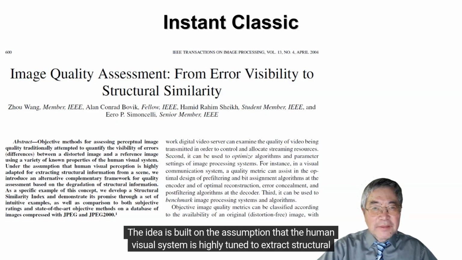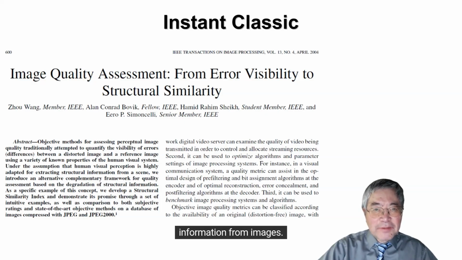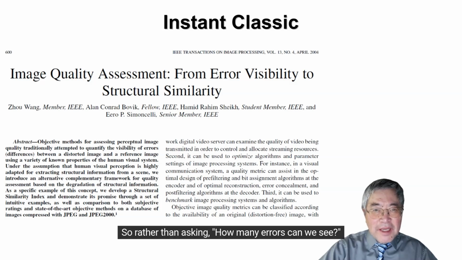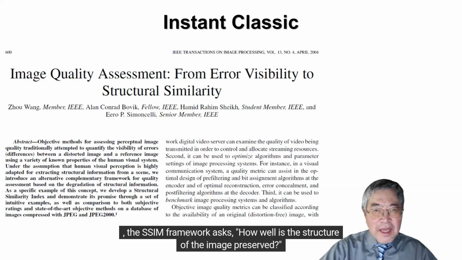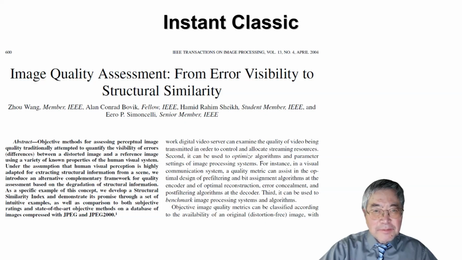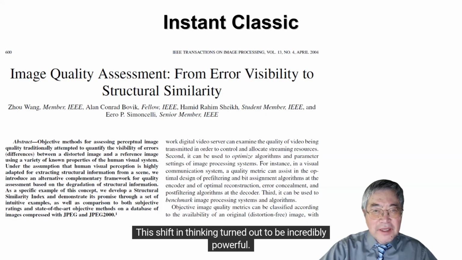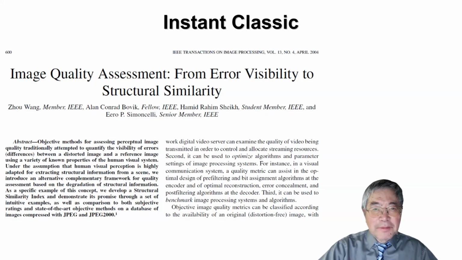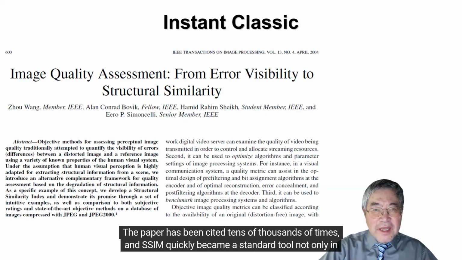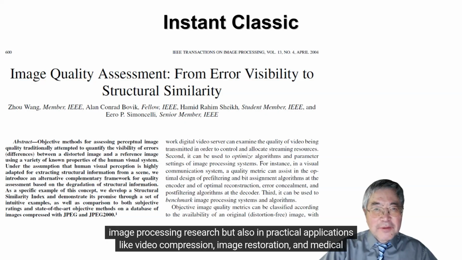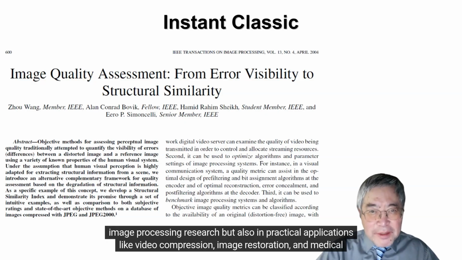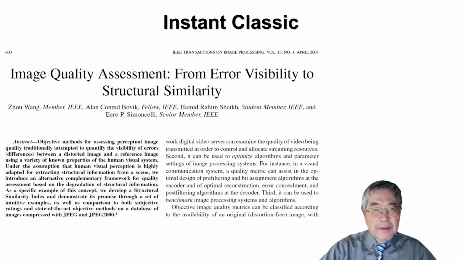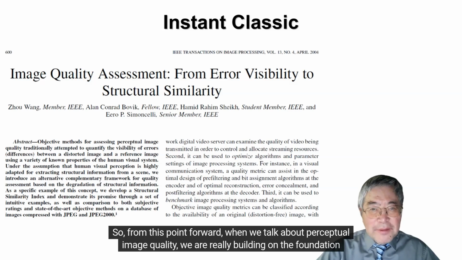The idea is built on the assumption that the human visual system is highly tuned to extract structural information from images. So rather than asking how many errors can we see, the SSIM framework asks how well is the structure of the image preserved. This shift in thinking turned out to be incredibly powerful. The paper has been cited tens of thousands of times, and SSIM quickly became a standard tool not only in image processing research, but also in practical applications like video compression, image restoration, and medical imaging. So from this point forward, when we talk about perceptual image quality, we are really building on the foundation laid by this work.